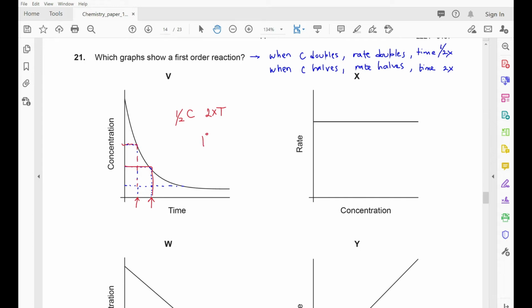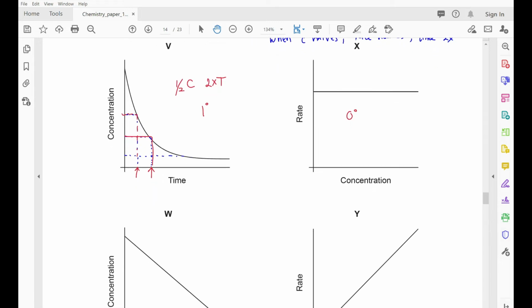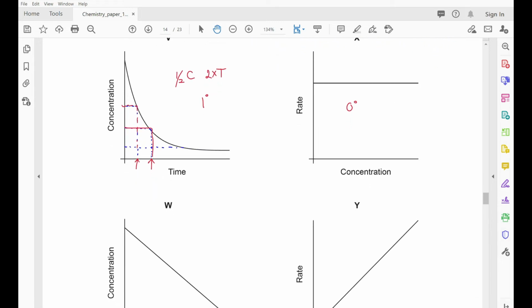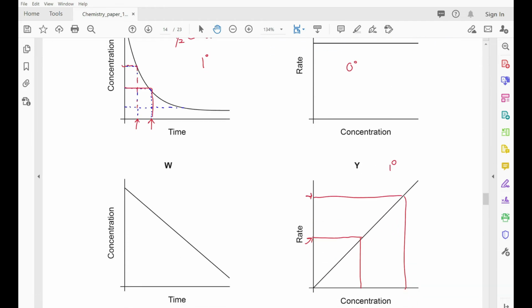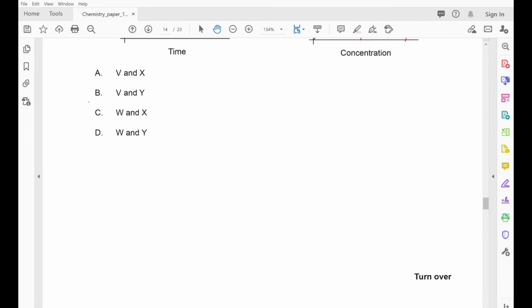Now, let's take a look. X is zero order because the rate does not depend on the concentration of the reagents. Look at Y. When we have, let's say, concentration here, we have this rate of reaction. And if we double the concentration, we double the rate, right? So this is also a first order reaction. The answer is V and Y.